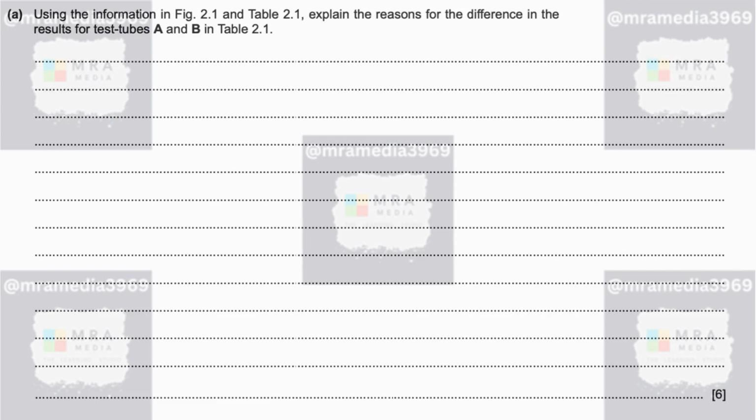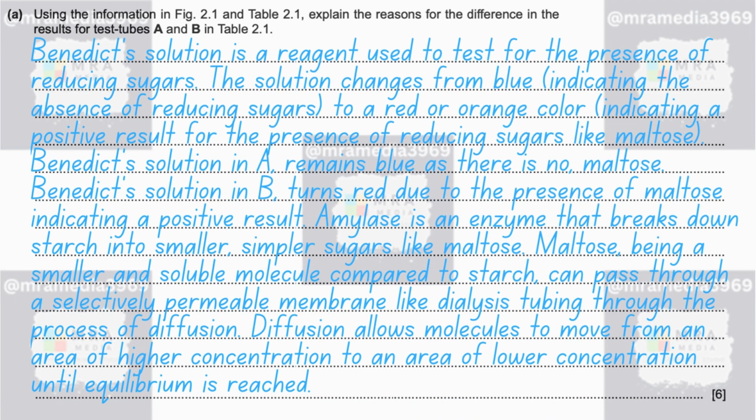Using the information in Figure 2.1 and Table 2.1, explain the reasons for the difference in the results for test tubes A and B in Table 2.1. Benedict solution is a reagent used to test for the presence of reducing sugars. The solution changes from blue, indicating the absence of reducing sugars, to a red or orange color, indicating a positive result for the presence of reducing sugars like maltose. Benedict solution in A remains blue as there is no maltose. Benedict solution in B turns red due to the presence of maltose, indicating a positive result.